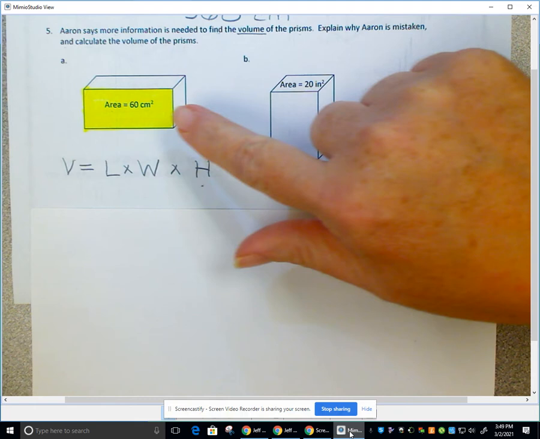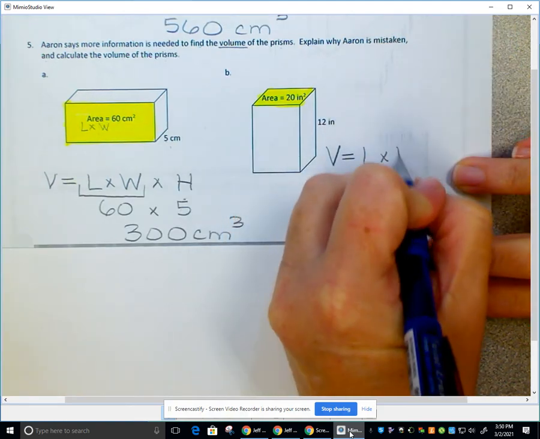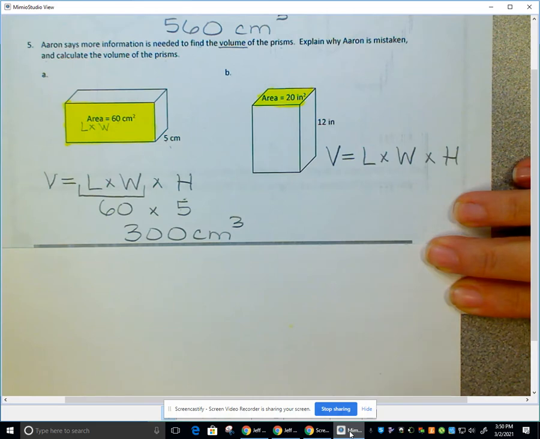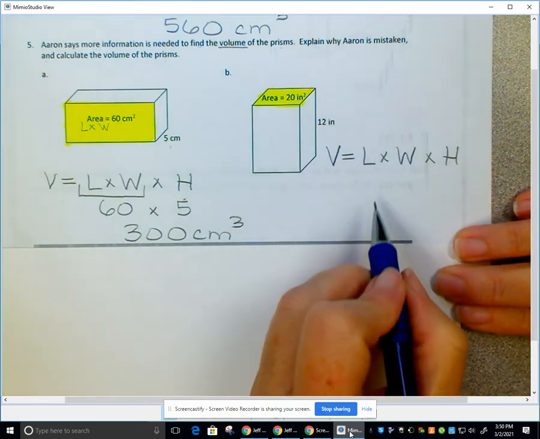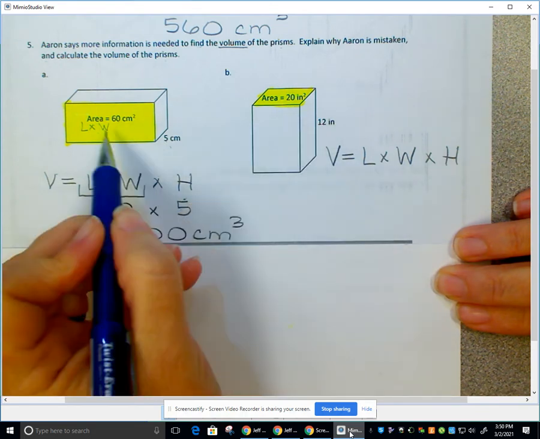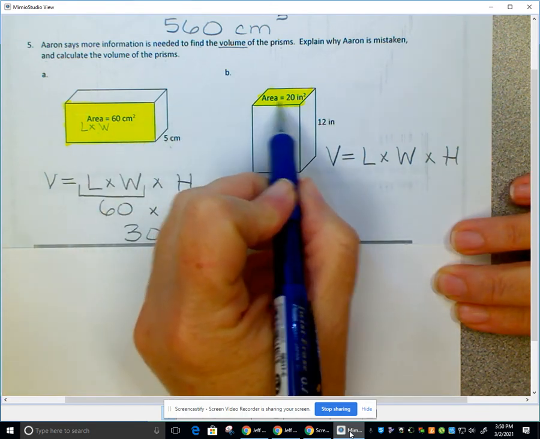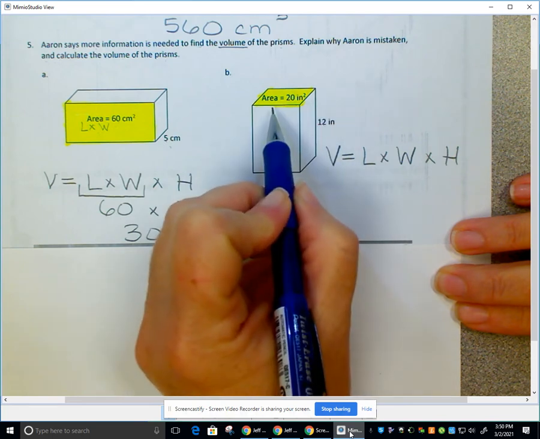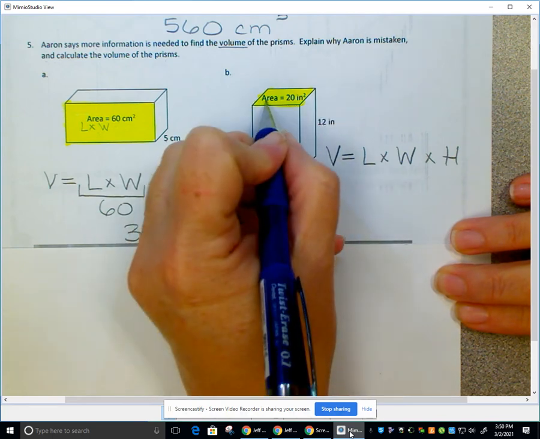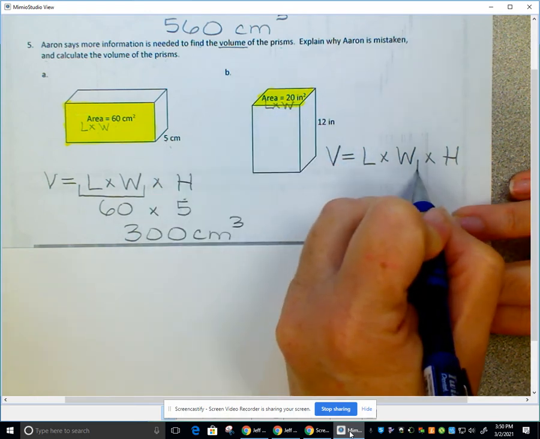Okay, let's come and look at B. Once again, they're giving us the area, and it's on the very top, which could also be the very bottom. Because whatever the area is up top, the very bottom will have the same area. So I'm going to write my formula. Volume equals length times width times height. And my length, well, let's see. It's in the same situation as this. I'm given an area and then a dimension. And remember, we said area covers length times width.